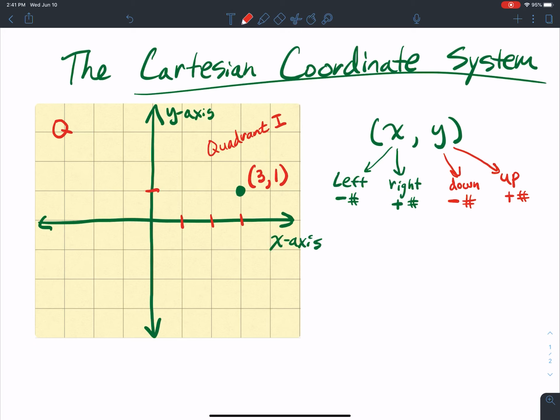This is quadrant 2. Quadrant 3 is down here.